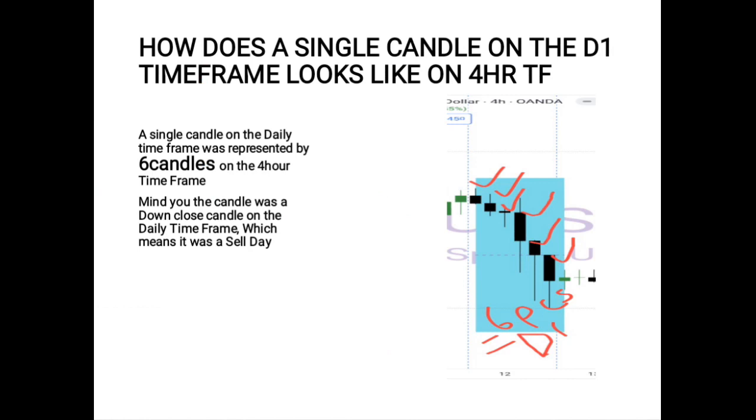Now, how does a single candle on the D1 time frame look like on a 4-hour? We have 1, 2, 3, 4, 5, 6 candles. This is a 4-hour chart. These are 4-hour charts. The 4-hour chart we have here, a single candle on the daily time frame was represented by 6 fully bodied candles on the 4-hour time frame.